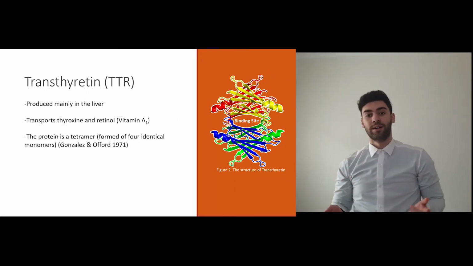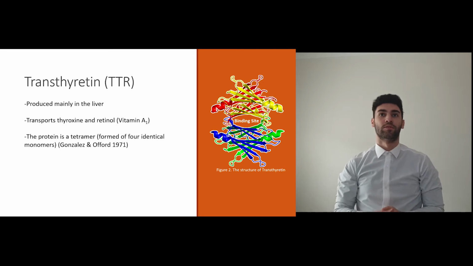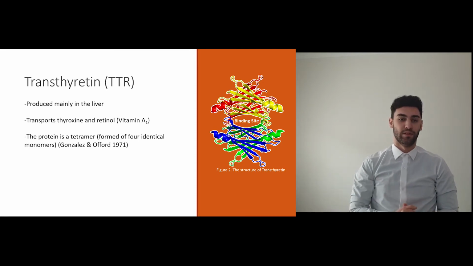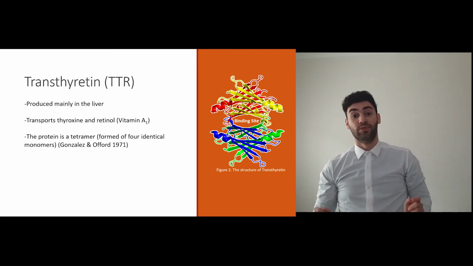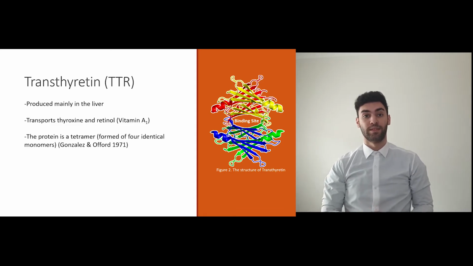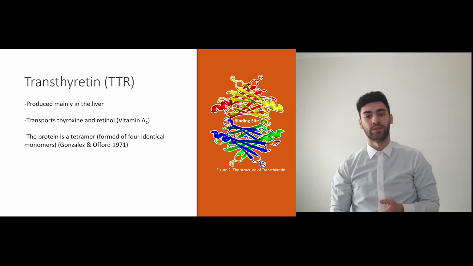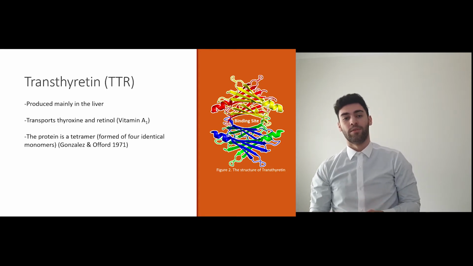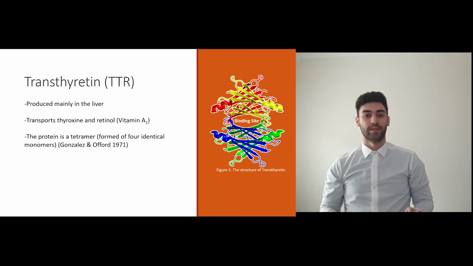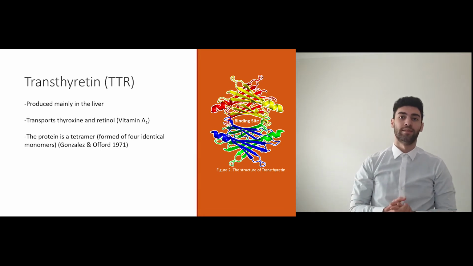Now let us describe the protein transthyretin, or TTR as an abbreviation. This protein is mainly produced in the liver, and its main function is to transport thyroxine and retinol, which is also vitamin A, through the blood. The protein is a tetramer, which means it's structurally formed of 4 identical monomers, as we can see in the figure on the right.